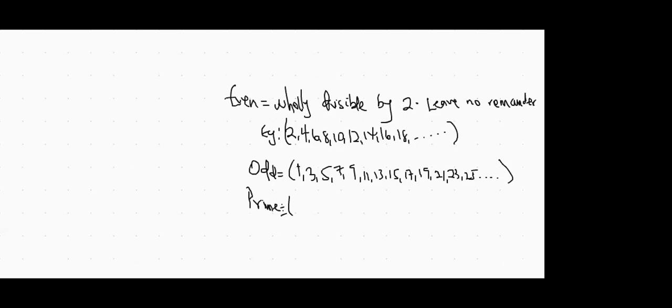Numbers which have only 2 factors, 1 and the number itself. So, prime numbers are numbers that are greater than 1 and have only 2 factors. Please, let's take note. Prime numbers are numbers which are greater than 1 and they have only 2 factors. So that tells you automatically that 1 is not a prime number.